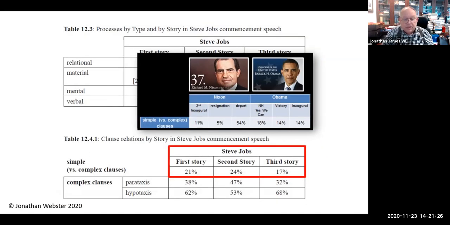When I take a look at simple versus complex, I noticed that, for example, when I looked at the speeches of Nixon and Obama, simple, 11%. Nixon's resignation speech, 5%. It was only his departure speech that was sort of spontaneous, that was 54%. Obama's generally 18, 14% across the board. Now, Steve Jobs slightly higher than Obama, but 21% simple. The speech comes through very casually.